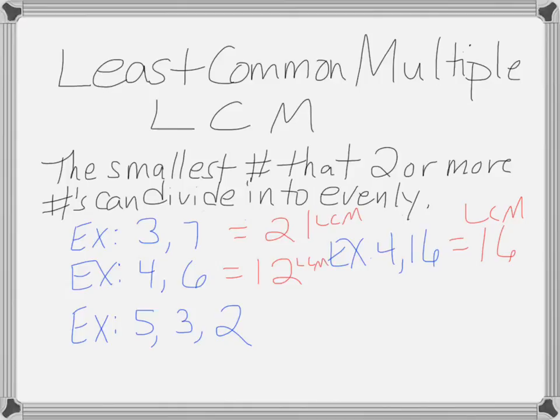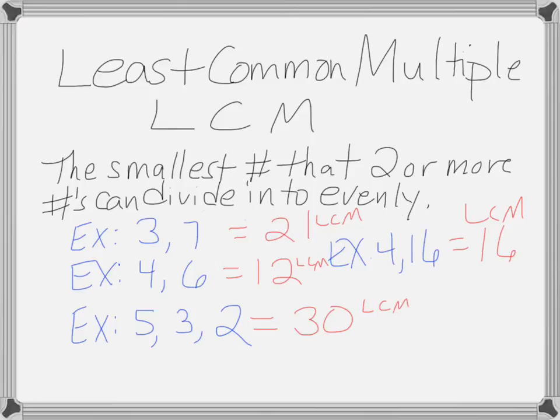If there are 3 numbers, then you have to think, what do all 3 of those numbers divide evenly into? The smallest one you can think of. So if I look at 5, 3, and 2, the smallest number that all 3 of those divide into is 30. So 30 is the least common multiple, or the LCM.